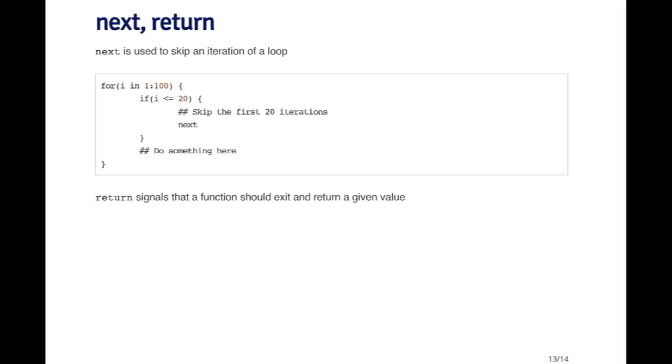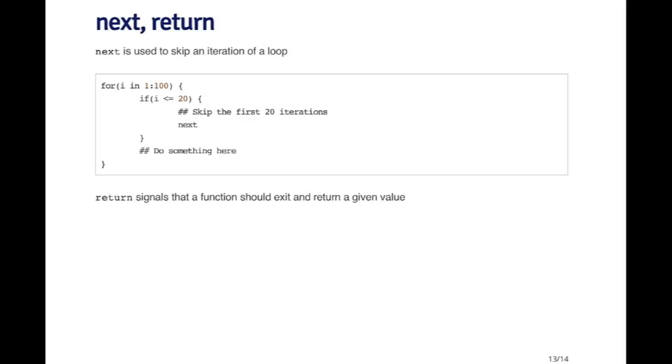The last control structure element I want to talk about is next, and then there's also return. Next is basically used in any type of looping construct when you want to skip an iteration. So here I've got a basic for loop, which is going to run for 100 iterations. The idea is that I want to skip the first 20 iterations and then only execute some code for iterations 21 through 100. So here I've got a very simple if condition. If i is less than or equal to 20, I'm just going to skip. So I use the next expression, and it'll skip everything else in the for loop and go and iterate again.